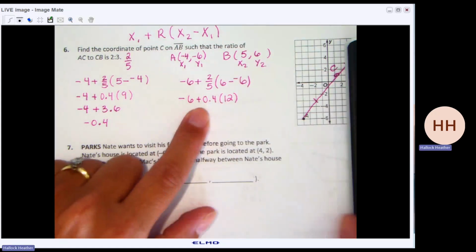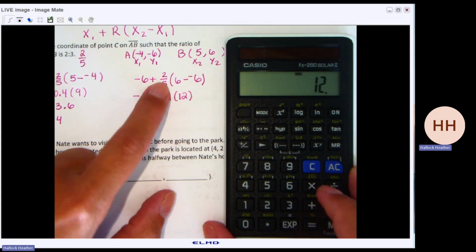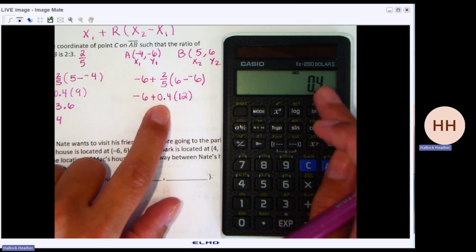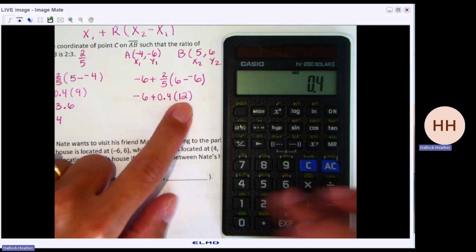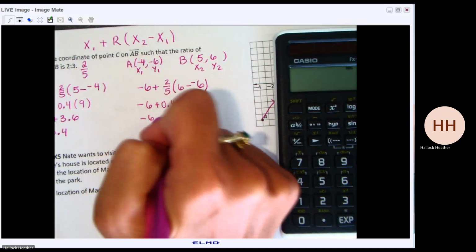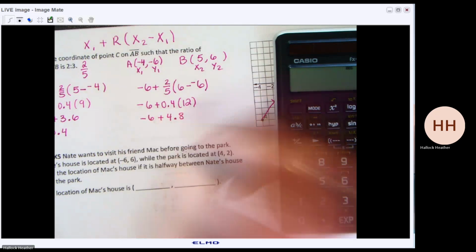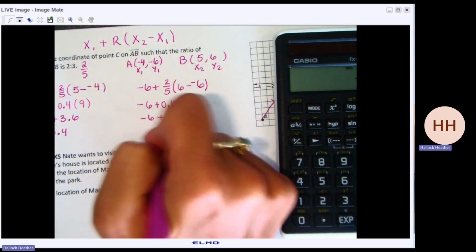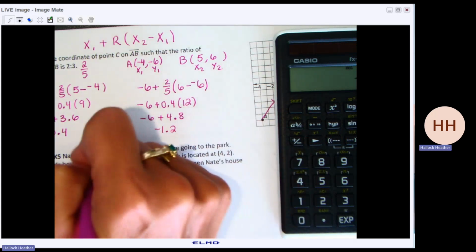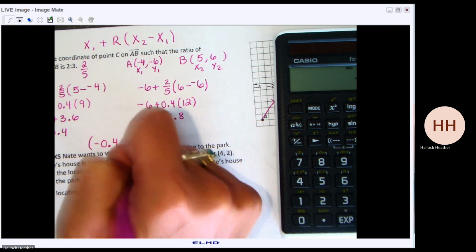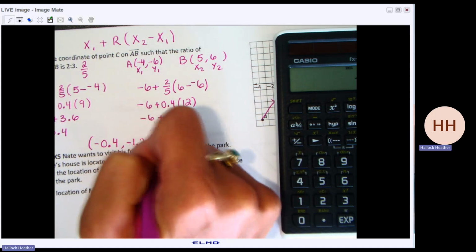Remember, you're getting 0.4 because a fraction is fancy division. So if you take 2 and divide by 5, you get 0.4. I'm taking 0.4 and multiplying by 12. I get 4.8. And then I'm just going to add those together. So I get -1.2. So my partition point is technically at the coordinate -0.4, comma, -1.2.